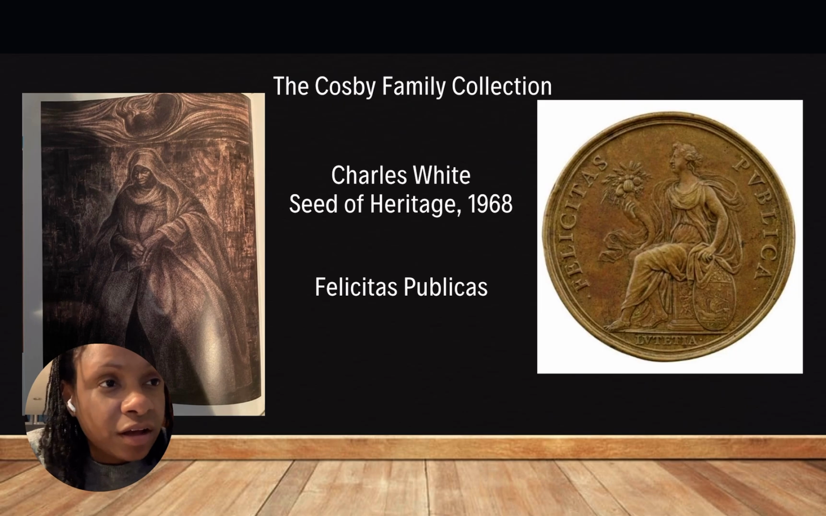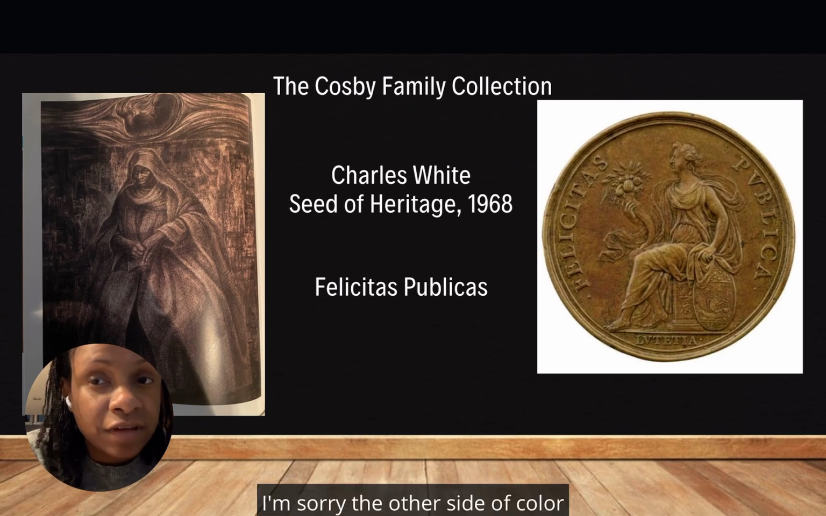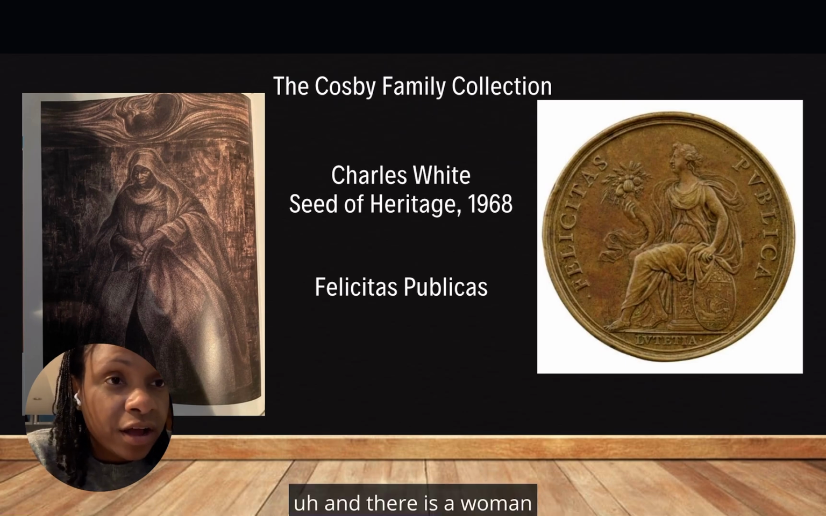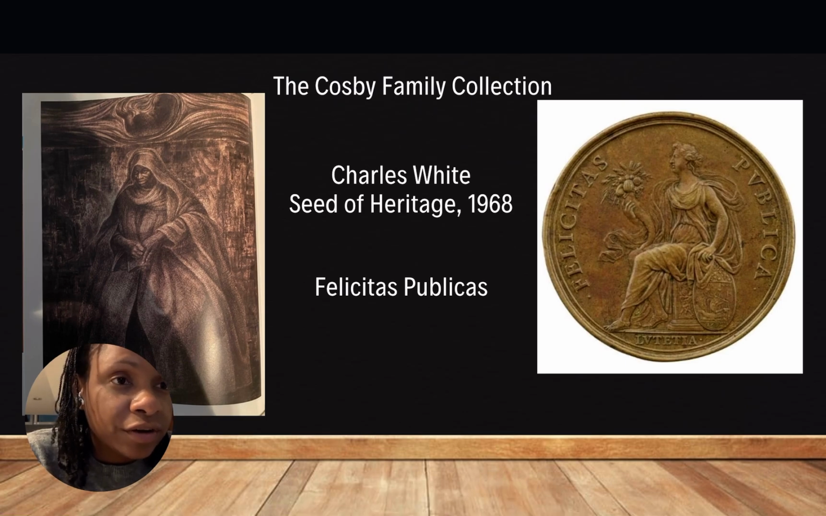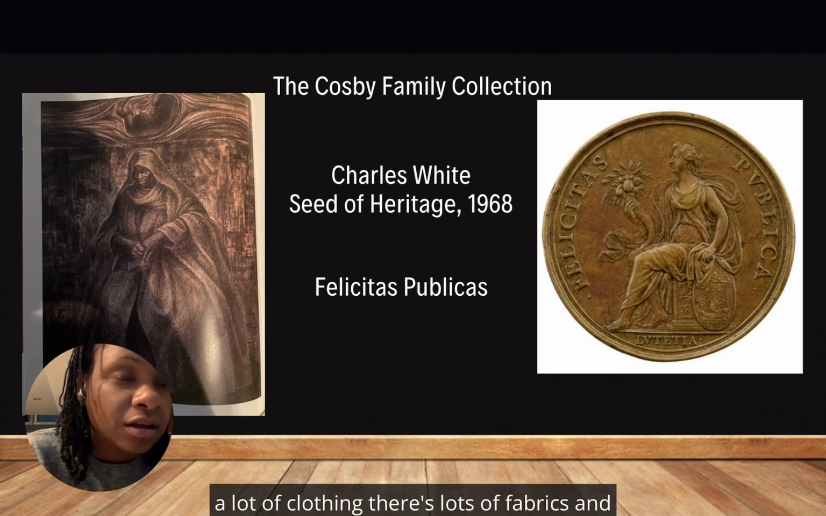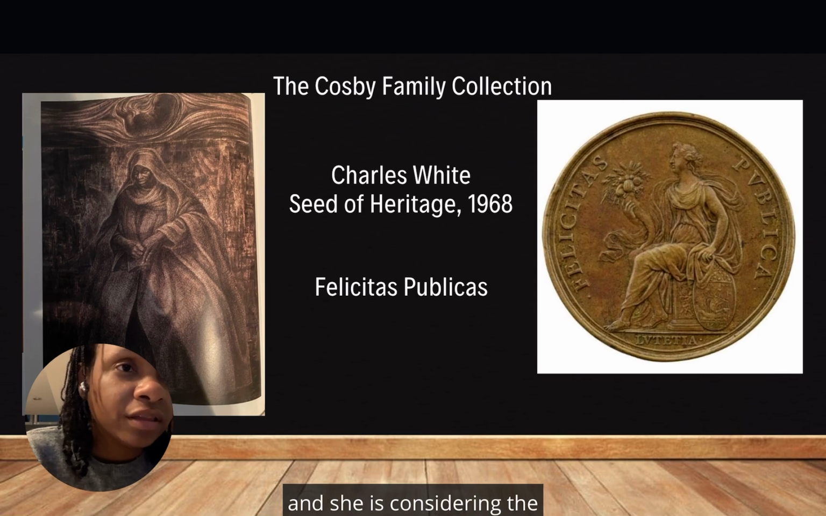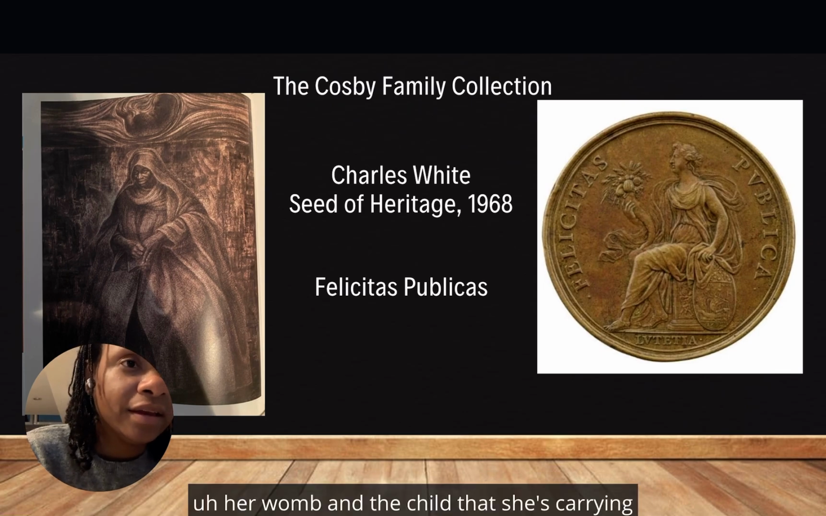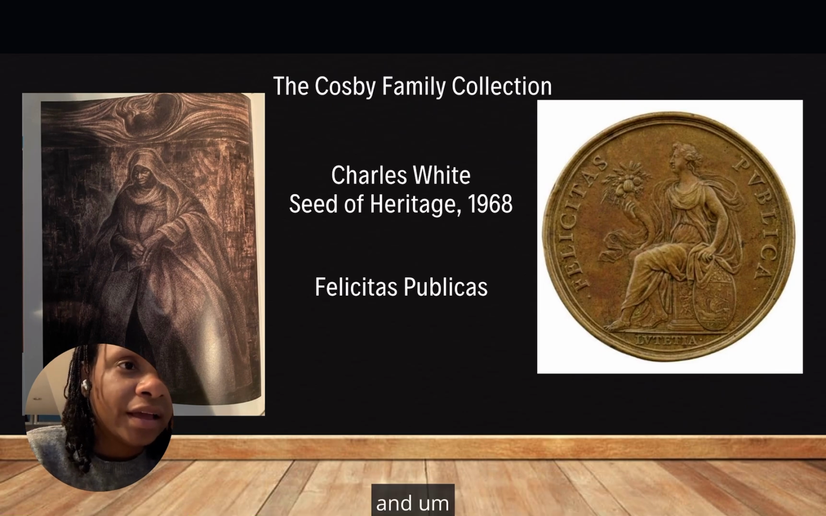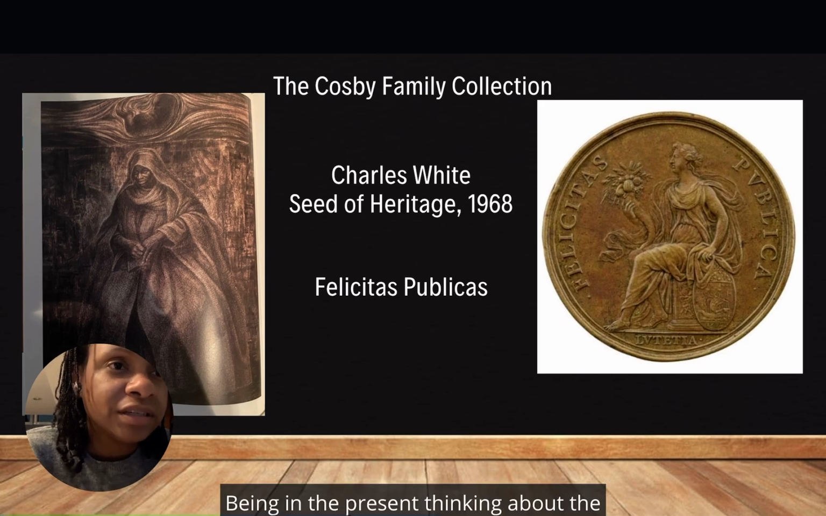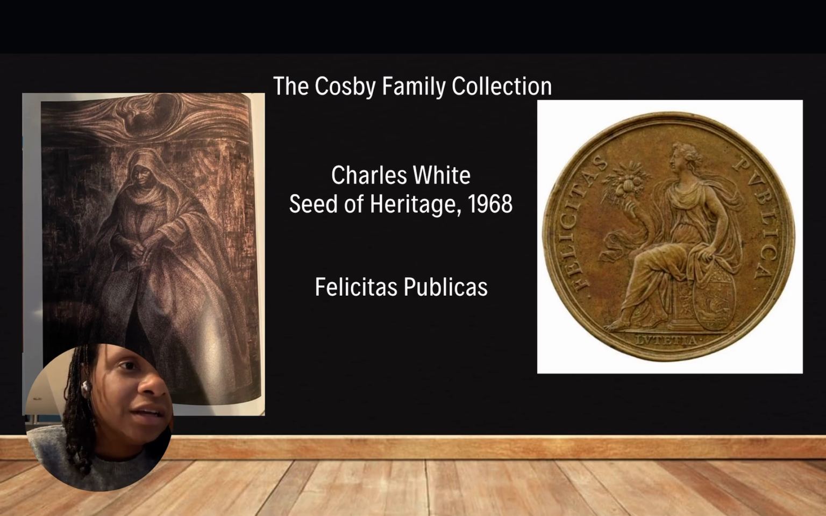This is one of the images that is in the Other Side of Color catalog, and it's called Seeds of Heritage. There is a woman who's rendered here, and she has on a lot of clothing, lots of fabrics and draperies, and she's considering her womb and the child that she's carrying. It's being in the present, thinking about the future, right?